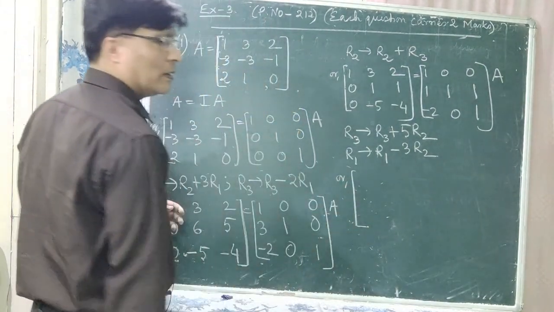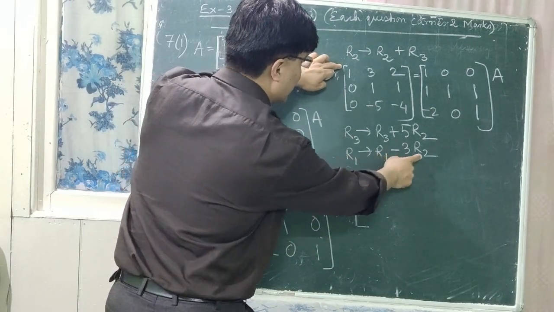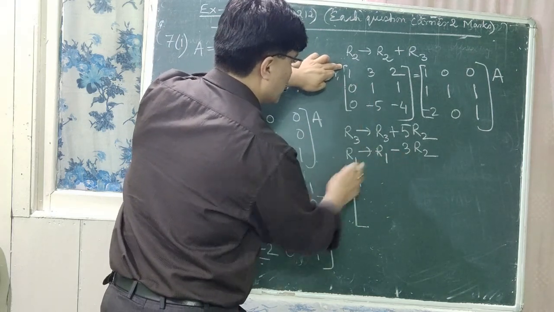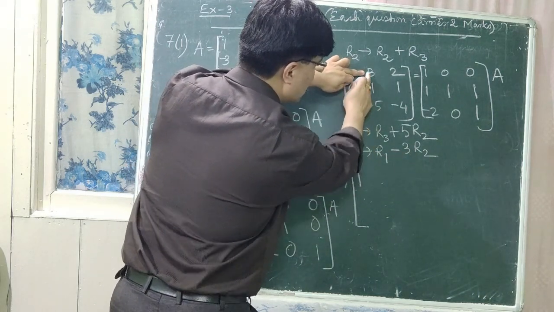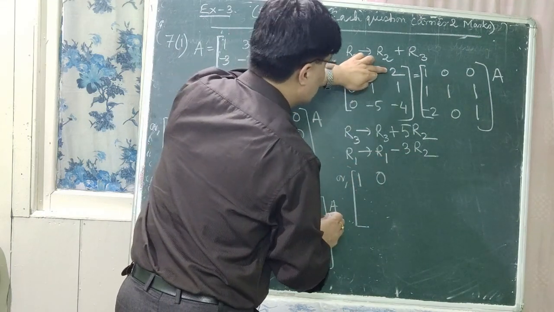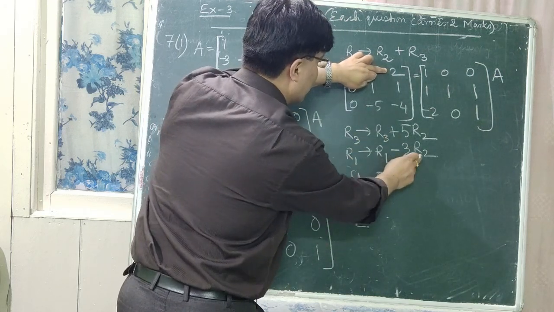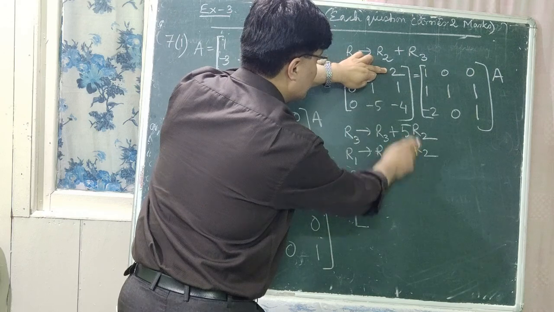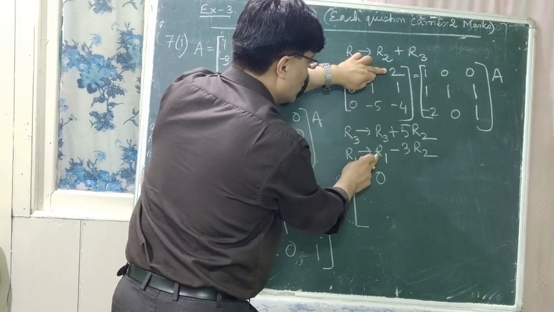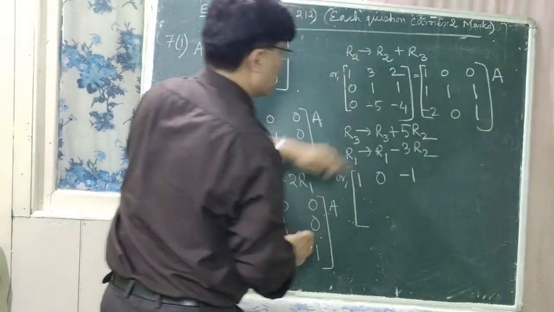Now, how does it change? R1 is equal to R1 minus 3R2. 1 minus 3 into 0 is 0. That means it is 1. This is also changing. 3 minus 3 into 1. That is your 0. Right? So this is also changing. R1 is equal to R1 minus 3R2. So how does it change? R1 is 2, right? 2 minus 3 ones are 3. So 2 minus 3 is minus 1 here.